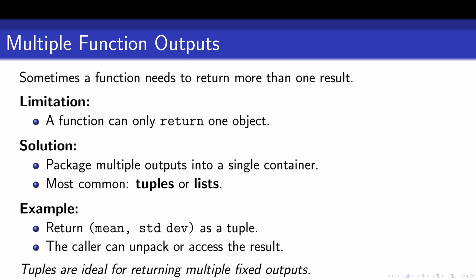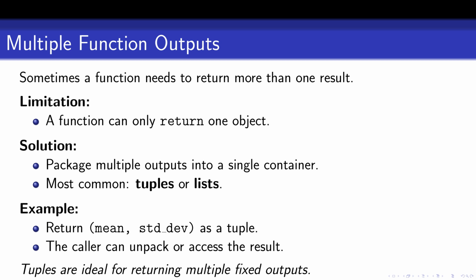Sometimes a function needs to return more than one result, but Python functions can only return a single object. The solution is to package multiple outputs into a container, most commonly a tuple or a list. Tuples are ideal when returning a fixed number of related values. For example, a function that calculates both the mean and standard deviation of a dataset.